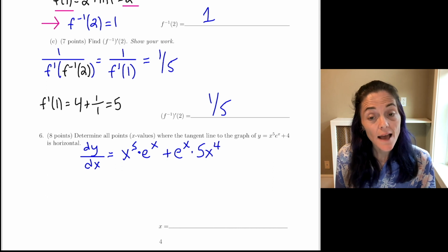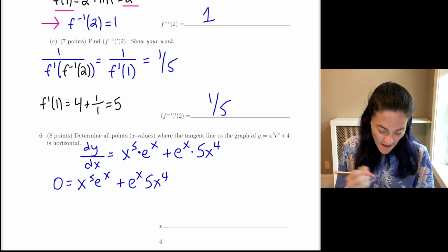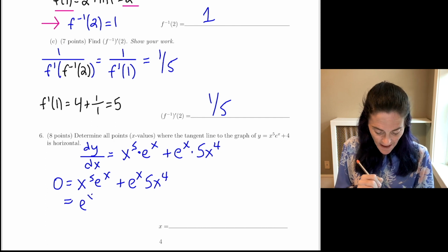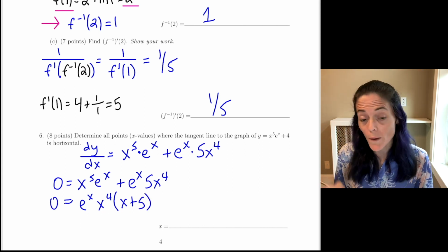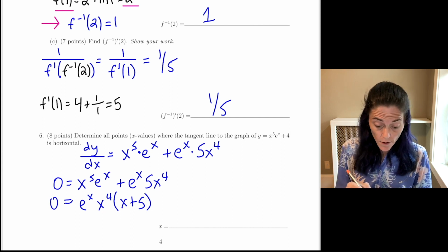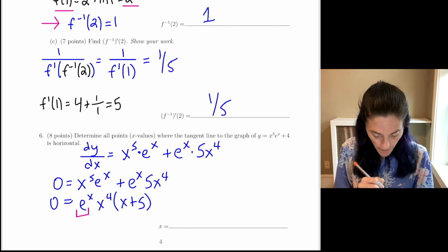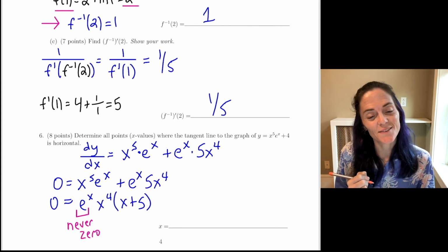Now we want to find all x such that f prime of x is 0. So we do this. Okay, let's factor out what's common to both, which is an e to the x and an x to the 4th. We're left with x plus 5. Okay, find all x values such that this is 0. It means one of 3 things. Either e to the x is 0. We know this is never 0. So never 0. E to the x is always positive.